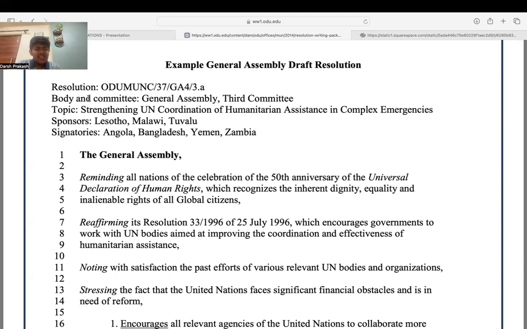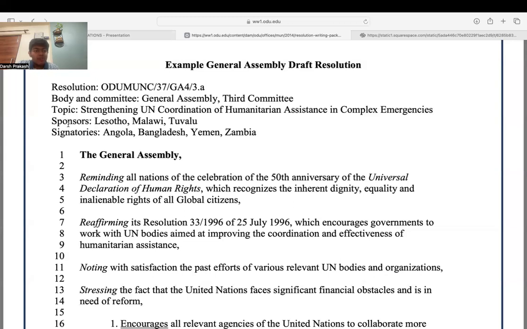This is a very professional one that I have taken out so that you can get a good idea and a good glimpse of what an actual draft resolution looks like. So first of all, you need to write the committee. So it's a General Assembly. Then you need to write the topic. Topic is the agenda that you discussed during the committee.